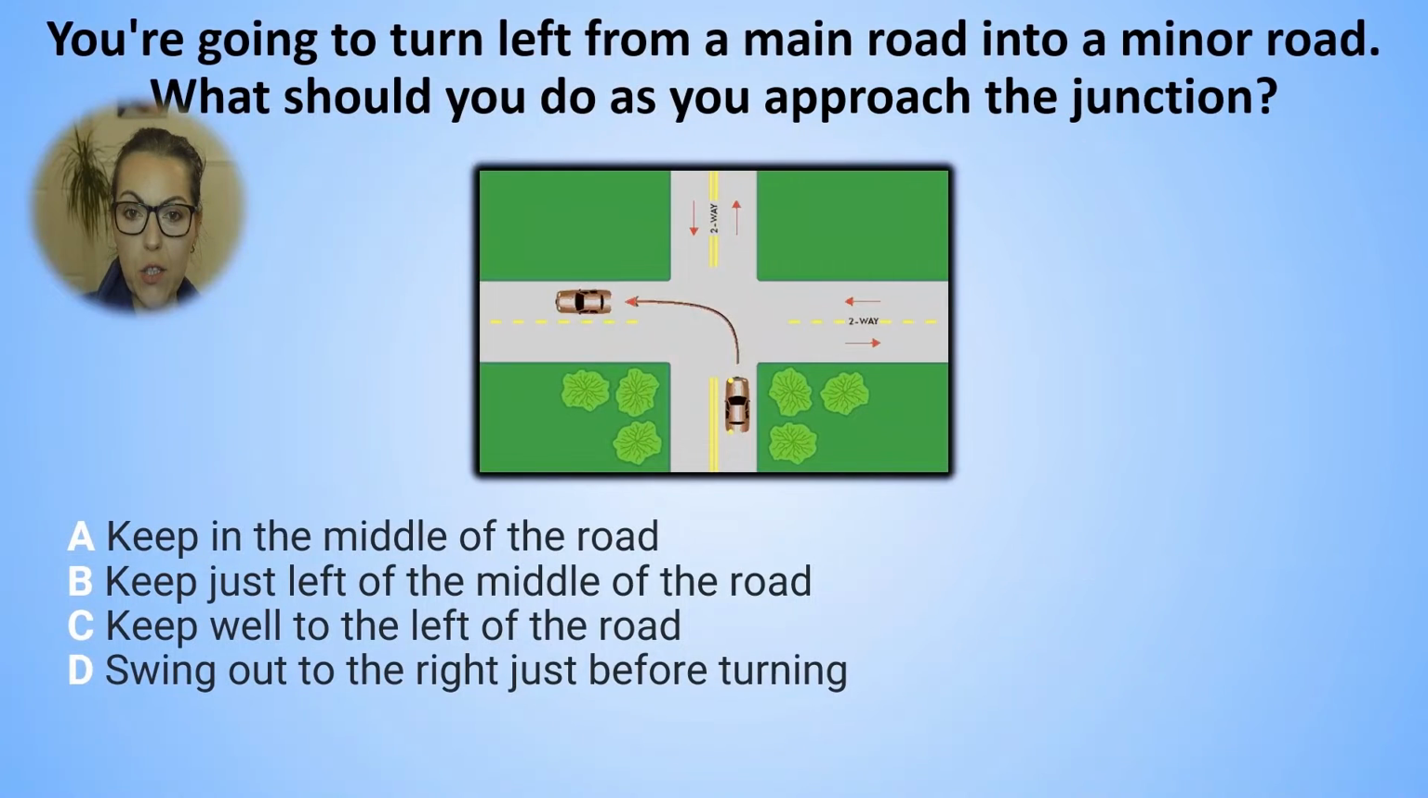Next question. You are going to turn left from a main road into a minor road. What should you do as you approach the junction? A. Keep in the middle of the road. B. Keep just left of the middle of the road. C. Keep well to the left of the road. D. Swing out to the right just before turning.